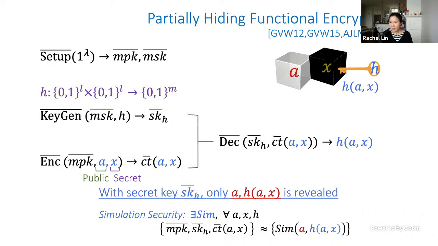And I'm going to use a slightly different language, a simulation language, to formalize this security intuition. We require that given the master public key, the secret key for function H, and the ciphertext, these three things can be simulated by a simulator who has only the output and the public input A. So this is just a slightly different way to formalize this security. We can also equivalently formalize it using a distinguishability definition, and these two notions are actually equivalent.